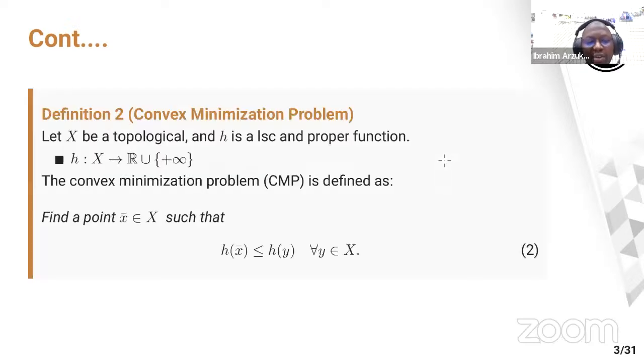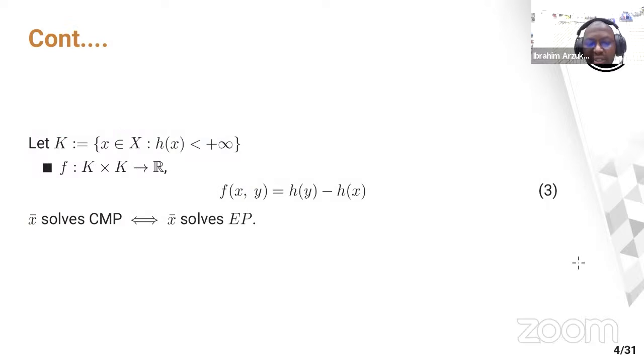Now, for the sake of example, this is the example of a convex minimization problem, which is given by equation 2. We can easily convert this into an equilibrium problem as equation 3. Here f is a bifunction, and we say that equation 3 holds if and only if x solves the convex minimization problem, then it solves the equilibrium problem.